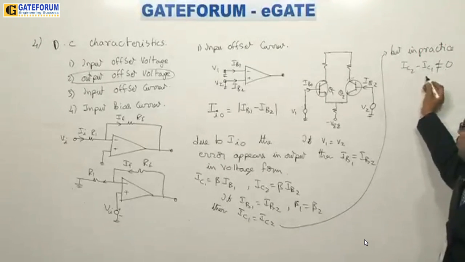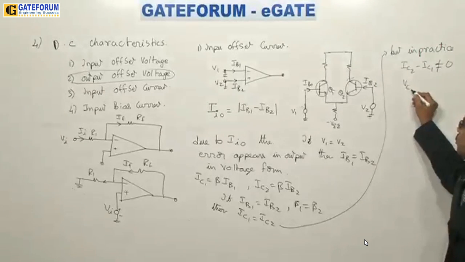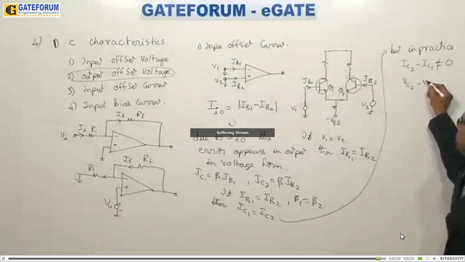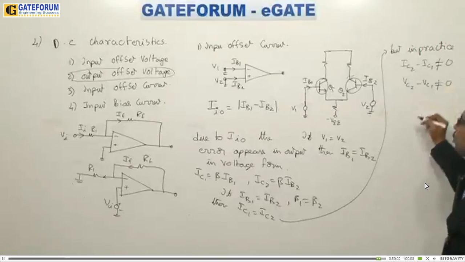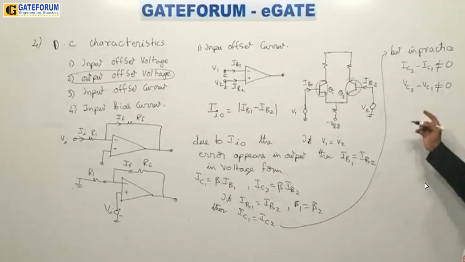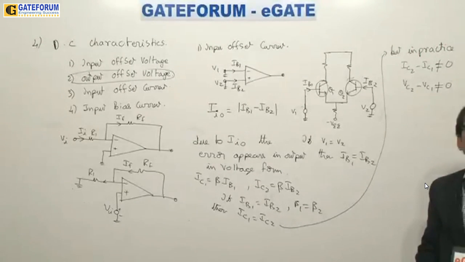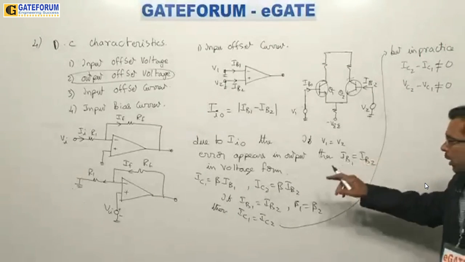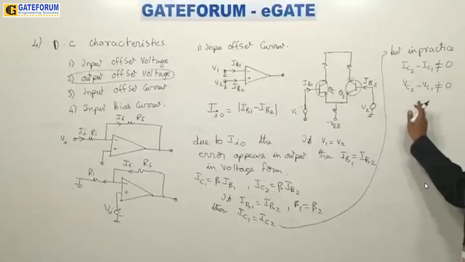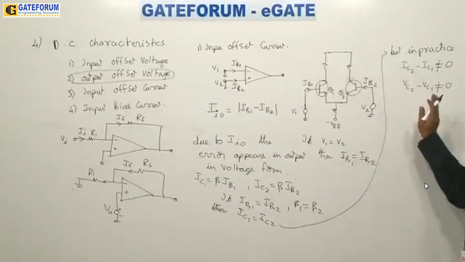If this is not equal to 0, then definitely I get here VC2 minus VC1 also not equal to 0. I get some voltage definitely at the output. This is also not equal to 0. It means the error because of the base currents is reflecting at the output in voltage form.